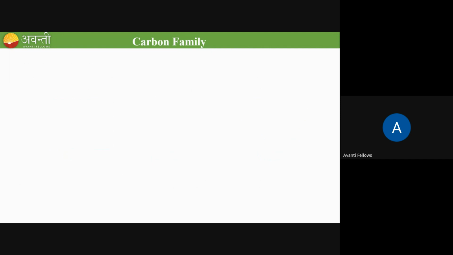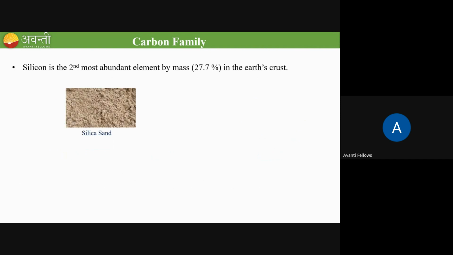Now next we will study the introduction of silicon. Silicon is the second most abundant element by mass in the earth's crust. It is there in silica sand, and it is present in the form of silicates. So in these two forms we can see silicon. And coming to the third element, germanium, it exists only in very trace amounts.